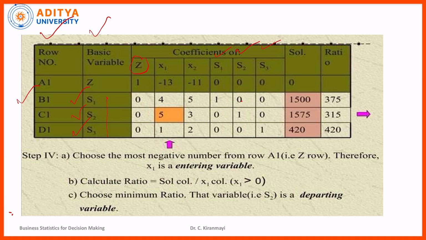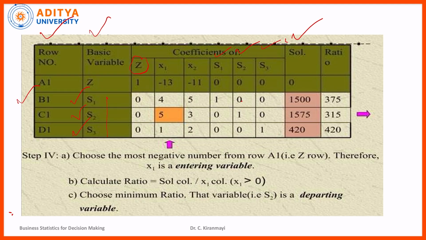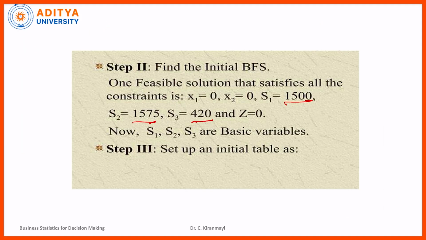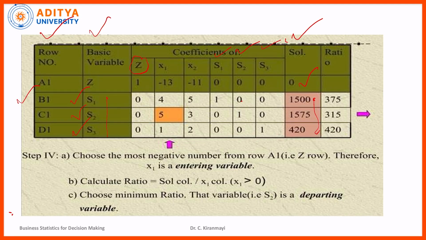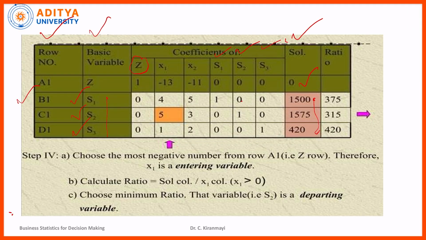After writing these values, the last but one column is going to be the solution column. Initially we have found the IBFS. So, S1 is 1500, S2 is 1575, S3 is 420. Those values we have to represent here, and the initial value of the objective function is 0. That is also to be represented in the starting simplex table.